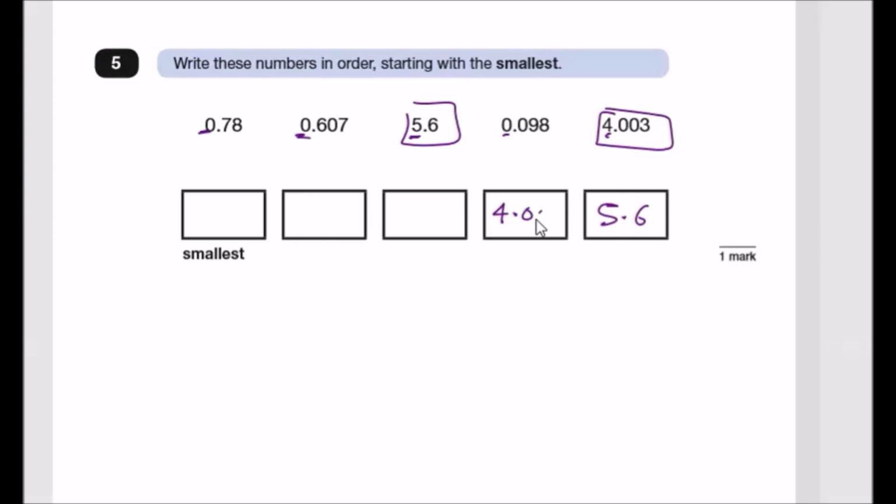So it's 4.003. Now out of these 3 numbers, which one is the smallest? These 2 have zeros, so now we move to the next digit. Here we've got a 7 and a 6, so 6 is smaller than 7. So this one must be the smallest, because it's 0.0. Let's put that here. Then the next smallest one has to be 0.607, because 6 is smaller than 7. And then the middle value is 0.78. Okay, I hope this is clear. Again, pause this and review if you have to.